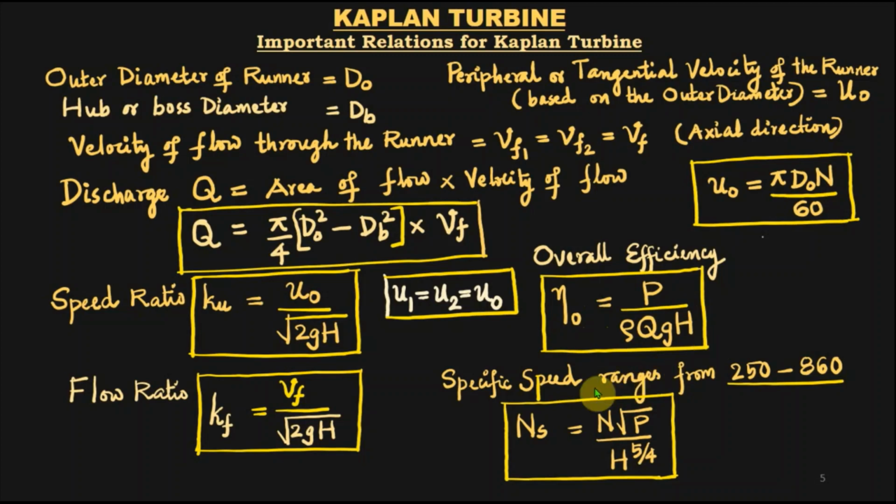And the specific speed, as we have already discussed, for an axial flow turbine ranges from 250 to 860. That is the dimensional specific speed. Specific speed expressed in dimensionless form is called the type number. So specific speed ns is equal to N root of P divided by H raised to 5 by 4. In order to get the dimensional specific speed, we have to substitute power here. The shaft power must be in kilowatt, the head in meters, and the rotational speed of the runner in RPM.